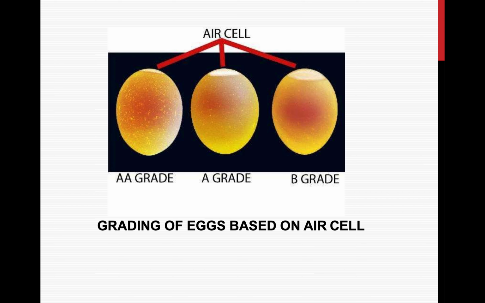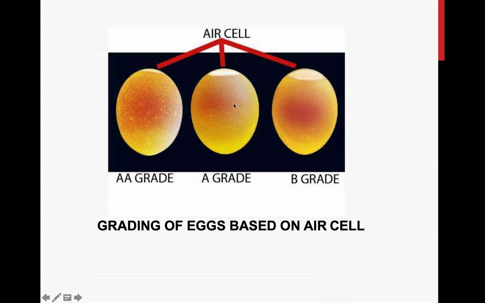Another parameter on which eggs are graded is the air cell. As you can see, in this case there is a small sac. So this type of egg is graded as double A grade, which is the most superior quality.